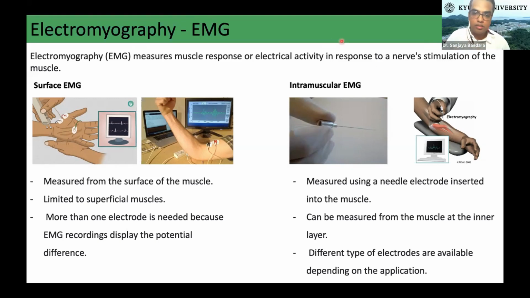In the intramuscular EMG, we measure this using a needle electrode, which will be inserted through the muscle. So with this, we can measure the inner EMG signal from the inner layer. But this is invasive. Different types of electrodes are available depending on the application. It may be two electrodes inserted, but sometimes only a single electrode inserted into the muscle for measuring.